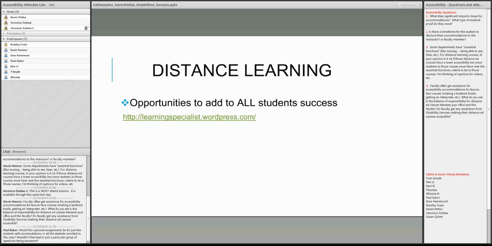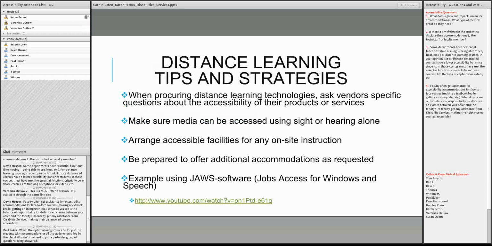Okay. I think I've covered pretty much everything else. A couple of things to think about when procuring distance learning technologies and software. A lot of times we ask vendors, is it accessible? And they'll say, oh yes, of course we're accessible. And they don't a bit more know what that means than a man in the moon. So you really need to test it out.